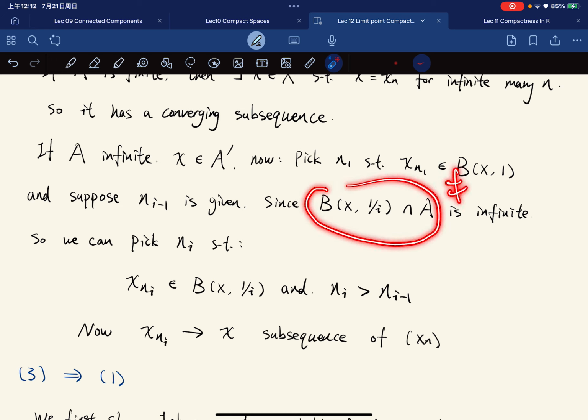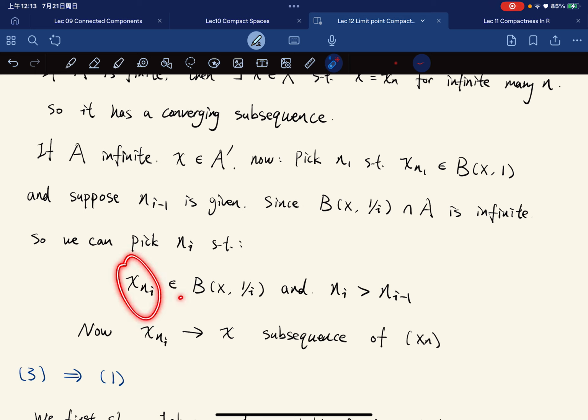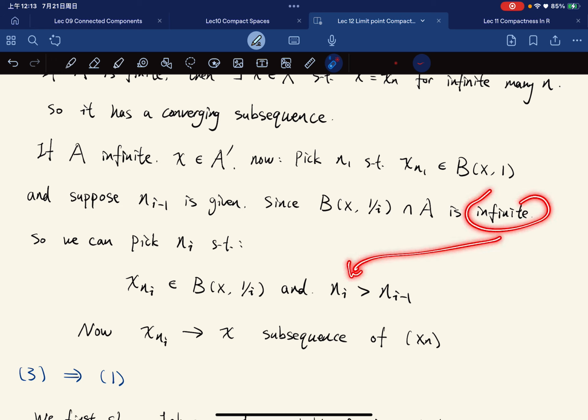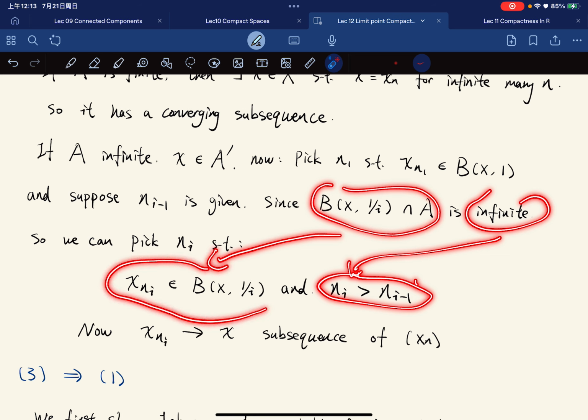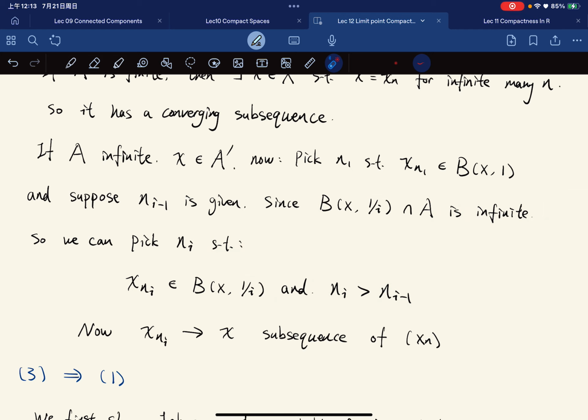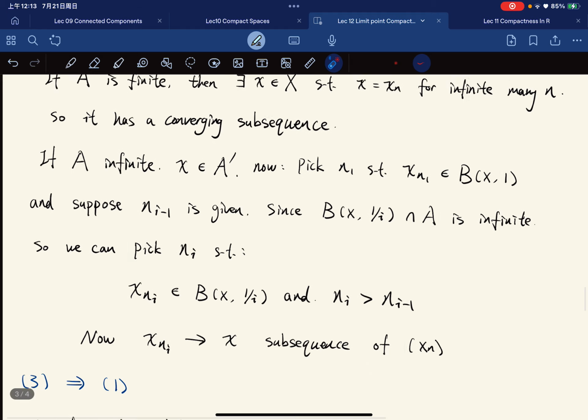Since this is non-empty, we can always pick an xni in those, but since it is infinite, we can require that ni is larger than the given ni minus 1. This works because it is infinite, and we can really choose any point in A, which we call xni. So now we see that this xni converges to x and is a subsequence of x. So it has a converging subsequence.